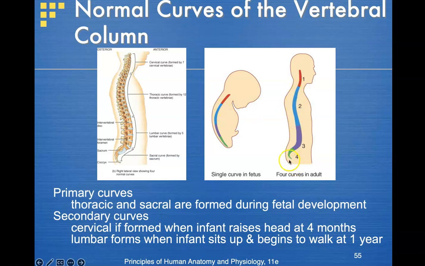So any of the curves that go this way are our primary curves. Again, the thoracic and the sacral curve we keep as an adult. Now, our secondary curves we develop later in life, hence the name secondary. As we develop the ability around 4 months or so to hold our head up, you develop this first cervical curve here. And then as you develop the ability to sit and walk upright around 1 year old, you develop this lumbar curve here. So again, the cervical and the lumbar curves, because you develop them later in life, are going to be your secondary curves.